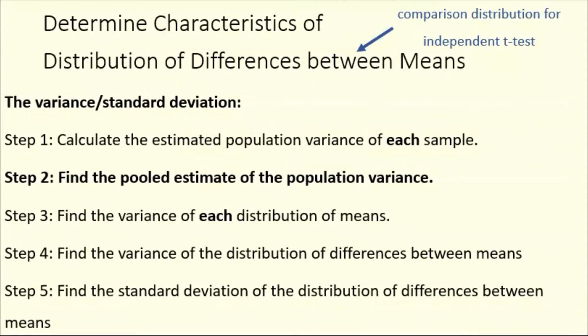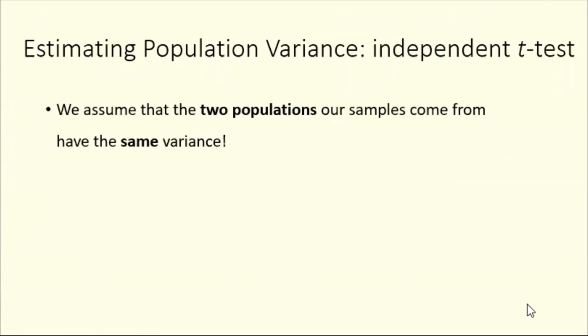Now this part is going to be new. In this part, we're going to calculate our pooled estimate of the population variance. What this pooled estimate is going to be is basically a weighted average. Let's get some of the logic behind this. Particularly, we're going to assume that the 2 populations that our 2 samples come from have the same variance. That's our assumption here.